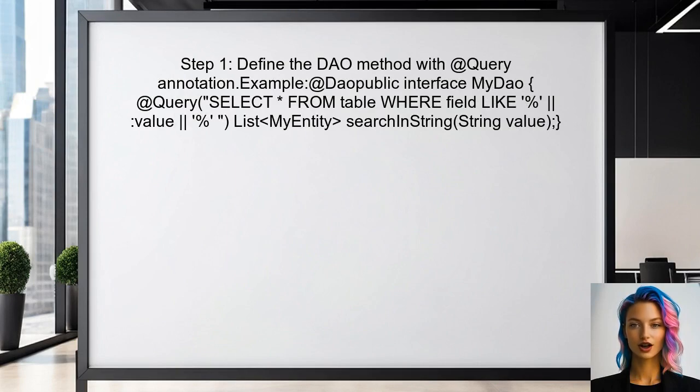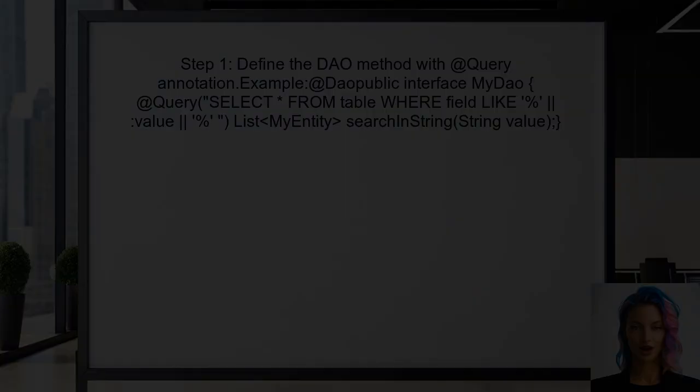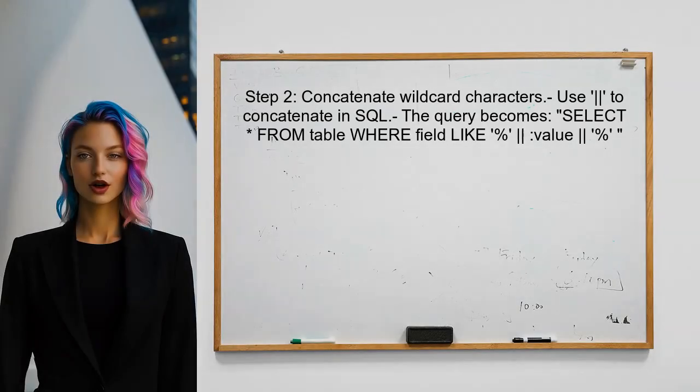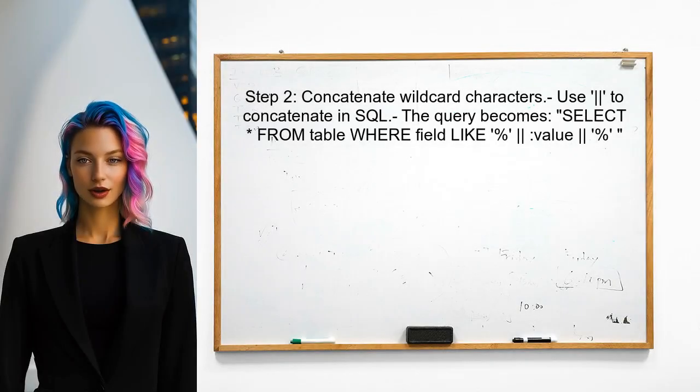To write the SQL statement as a query in the Android Rooms persistence library, the user should start by defining a method in their data access object, or DAO. This method will use the @Query annotation. Next, the user needs to ensure that the wildcard characters are properly included in the query. In this case, the user can concatenate the wildcard characters with the value parameter.